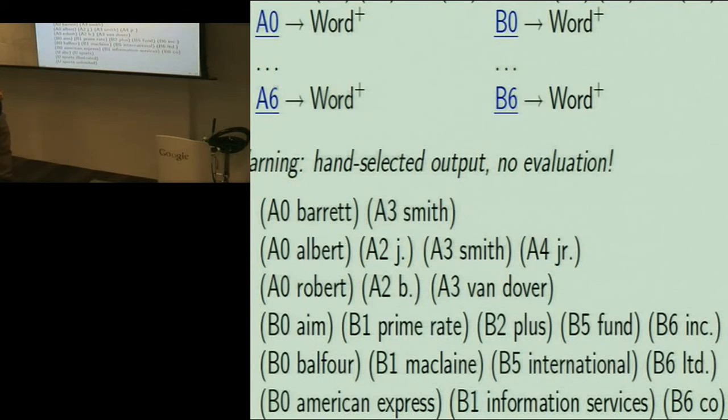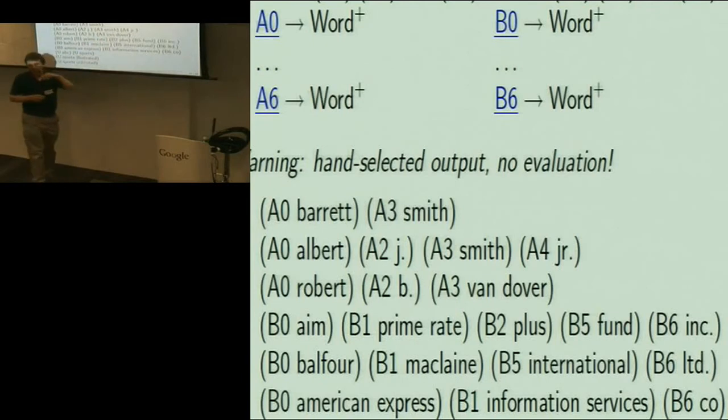This is an example of some of the internal structure that this type of model winds up finding. You can see here, for example, that group A3 has turned out to be something like proper names, the surnames. So you get Smith appearing inside of group A3.